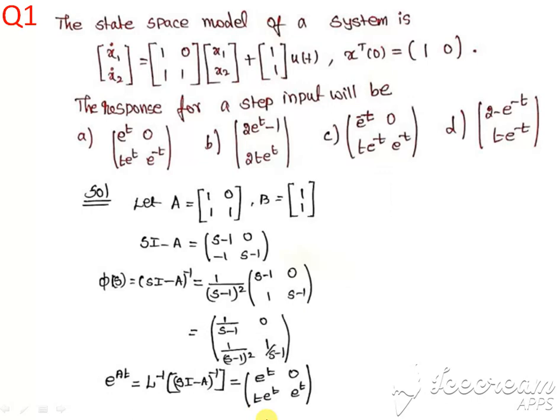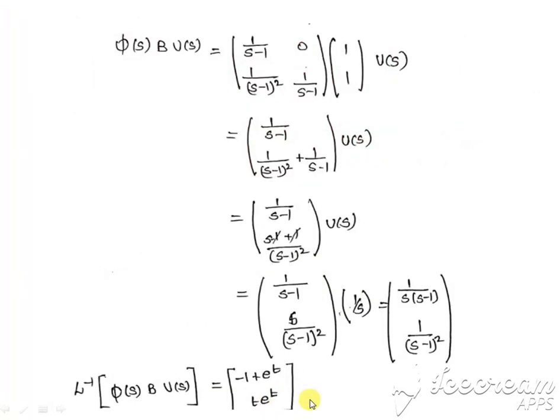So first step is we need to find e power At. For that A is given, so we need to find sI minus A, and from that we can find phi of s, which is equal to sI minus A the whole inverse. While taking inverse of this particular function, we get the e power At, that is the state transition matrix: e power t, 0, t e power t and e power t. And then we need to find phi of s B into U of s.